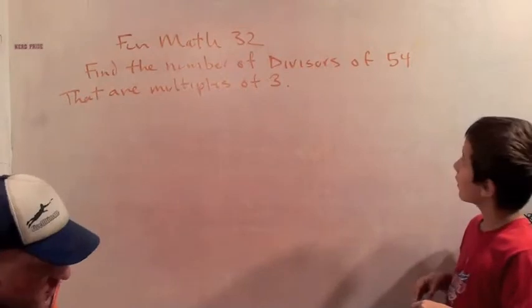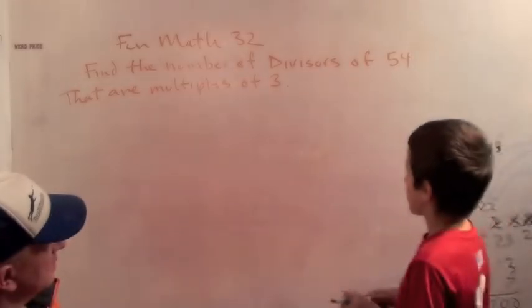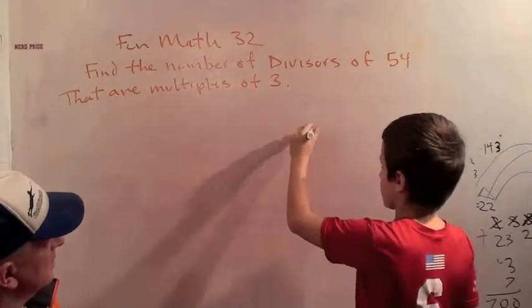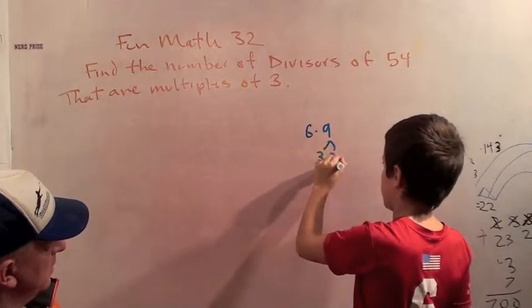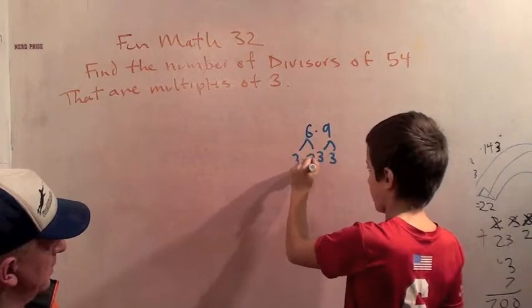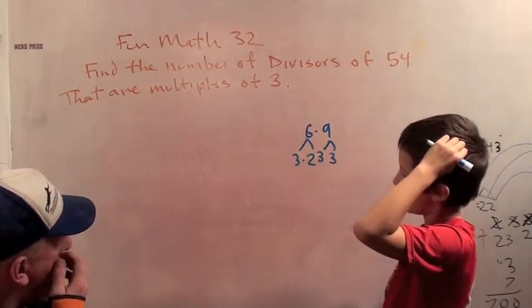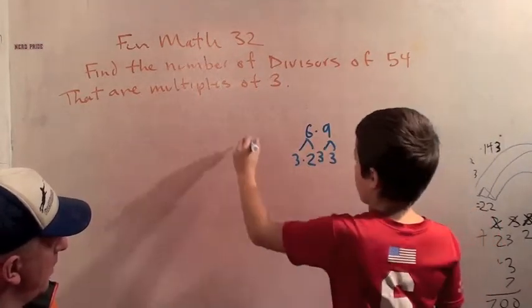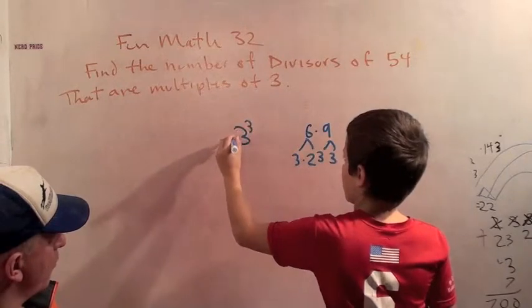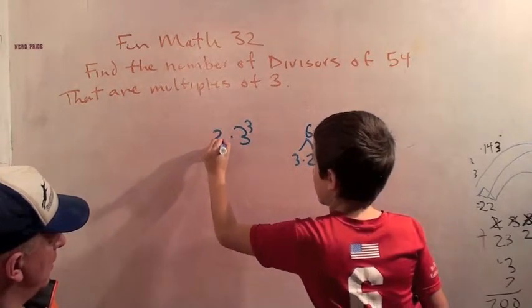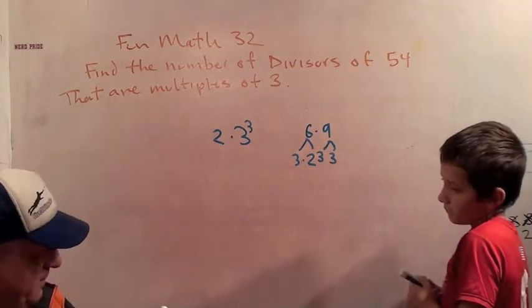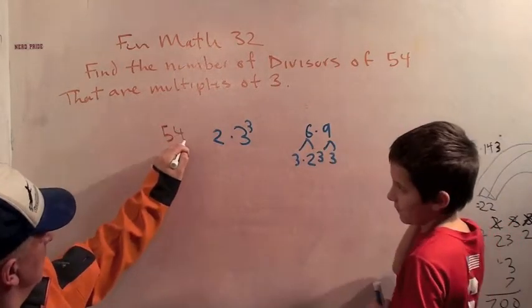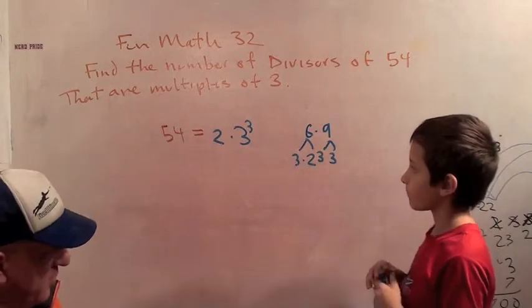What does 54 equal? Well, it's 6 times 9, which is, 9 is 3 times 3, and 6 is 3 times 2. So it's 3 cubed times 2. Write that: it's 2 times 3 cubed. 54 is 2 times 3 cubed.